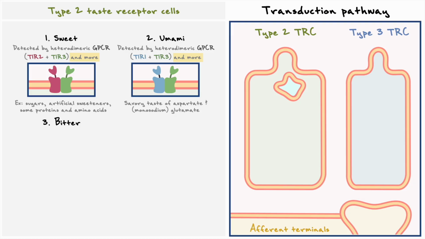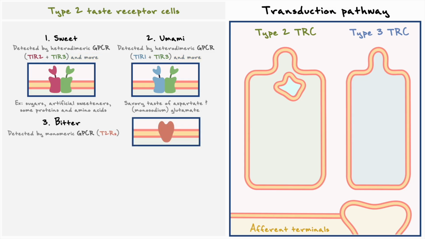Now, in contrast to sweet and umami, the bitter taste is detected by a monomeric GPCR of the T2R family. In humans, there are more than 25 genes associated with the T2R receptors, and they all code for receptors capable of detecting bitter tastes from foods like caffeine, nicotine, alkaloids, and many more. Because of this wide variety of receptors, they all have different properties. Some can detect only one type of compound, while others can detect many different compounds.